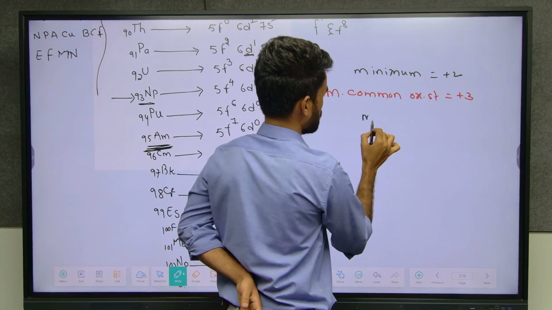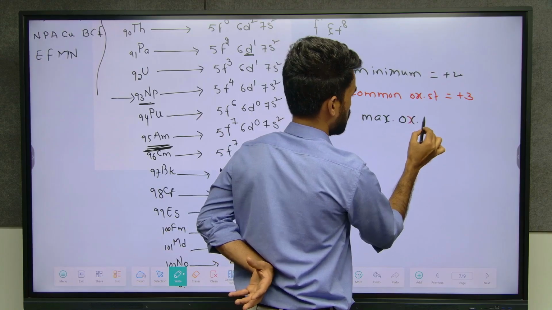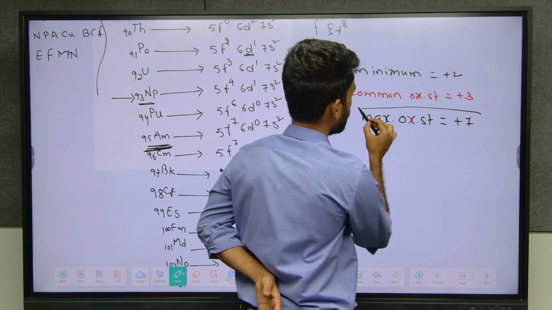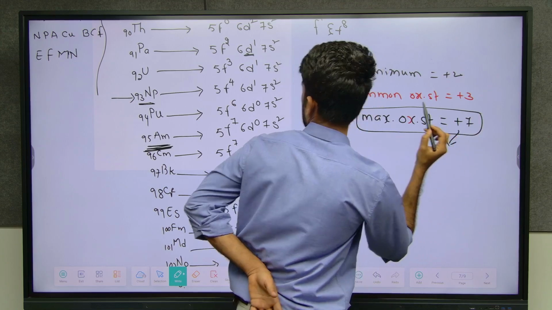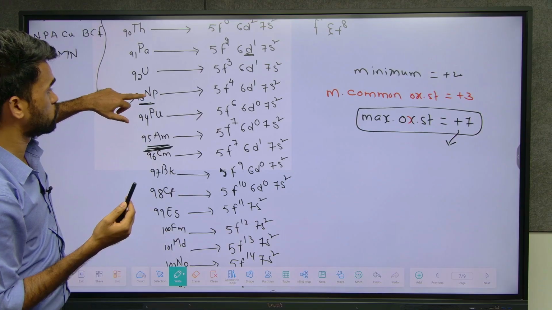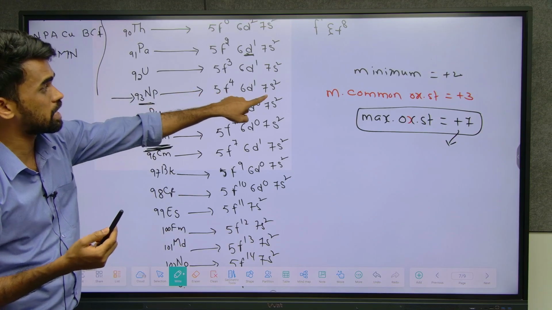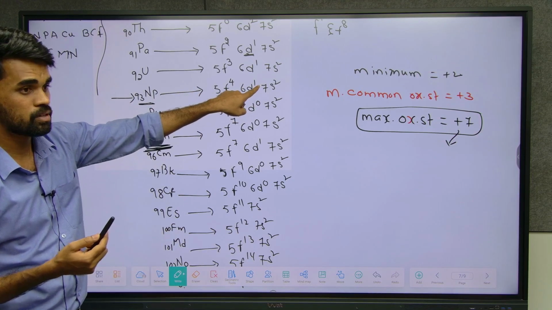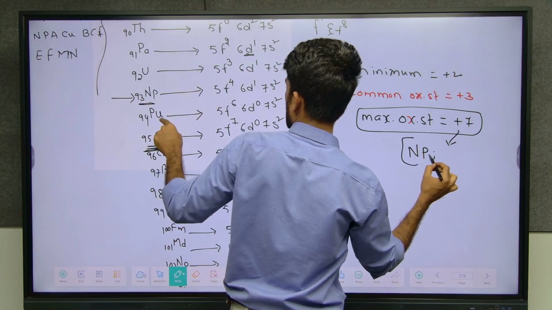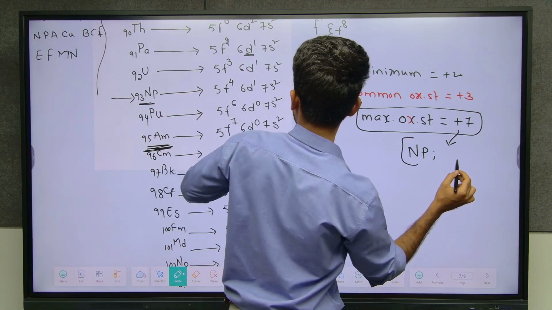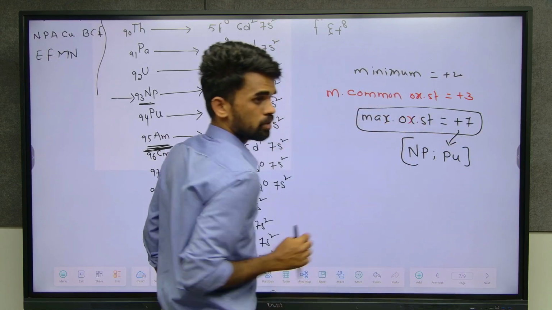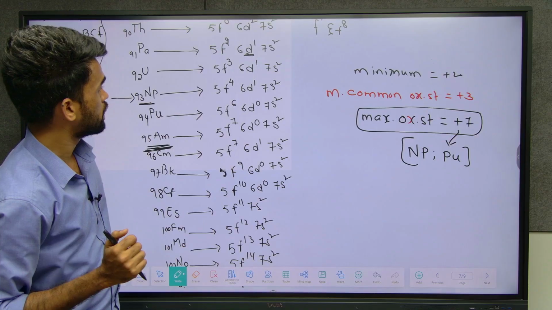Next, maximum oxidation state. Remember this. Maximum oxidation state is plus 7. Who will show this plus 7? Here you can see Neptunium and plutonium. Who are the two elements? Neptunium and plutonium. So remove all these electrons, 4 plus 3, 7. So Neptunium can show the plus 7 oxidation state and also plutonium. These are the two elements that should be written.